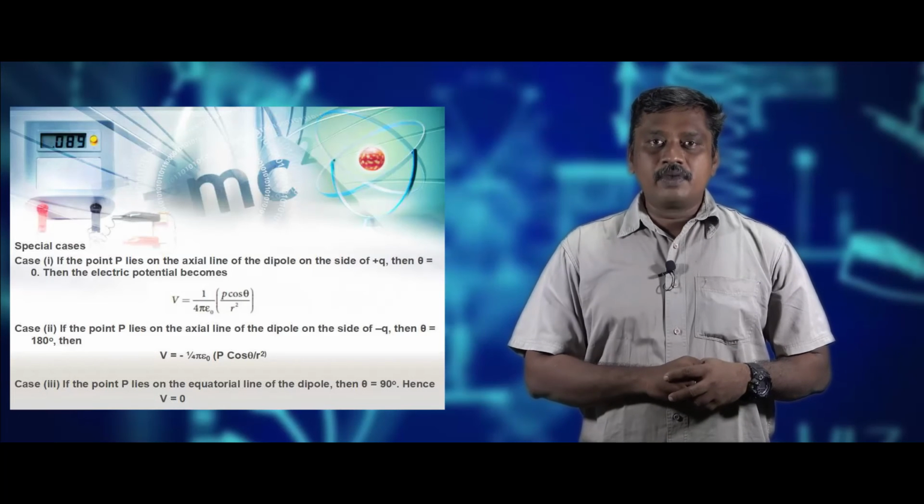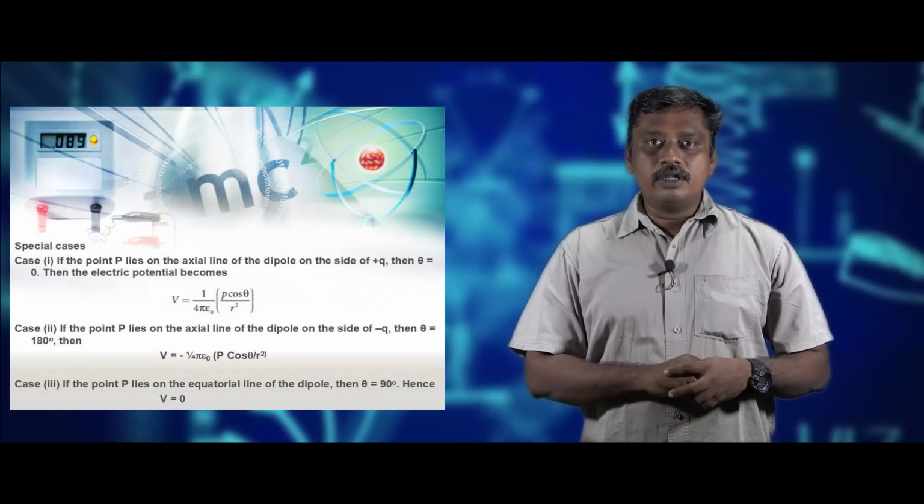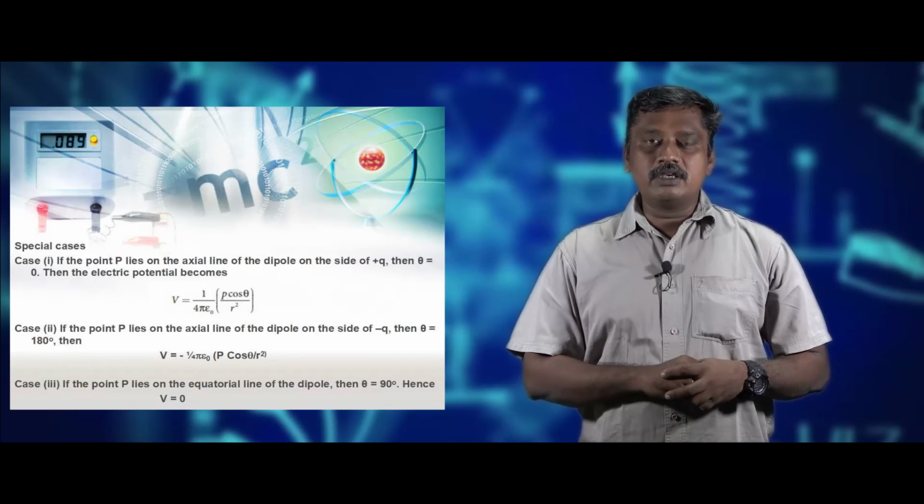Then case 3. Let us consider the point is on the equatorial line. If the point is on the equatorial line, then theta is equal to 90 degree. If theta is equal to 90 degree, then V is equal to p cos 90 by 4 pi epsilon naught r square. Cos 90 is 0. Therefore, the expression becomes V is equal to 0. That's why if the point is on the equatorial line, then the potential at P due to the plus q and minus q charge will be 0.